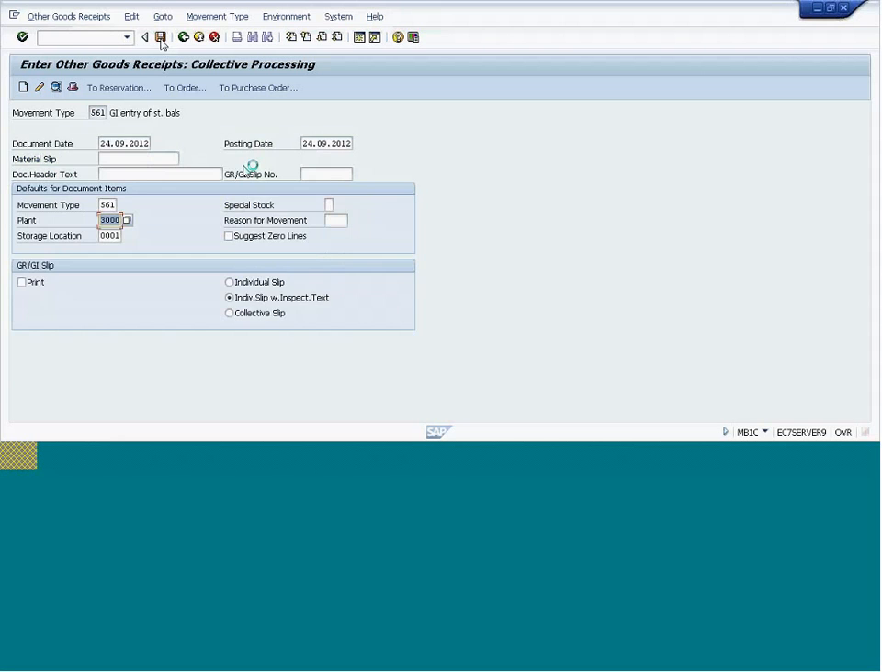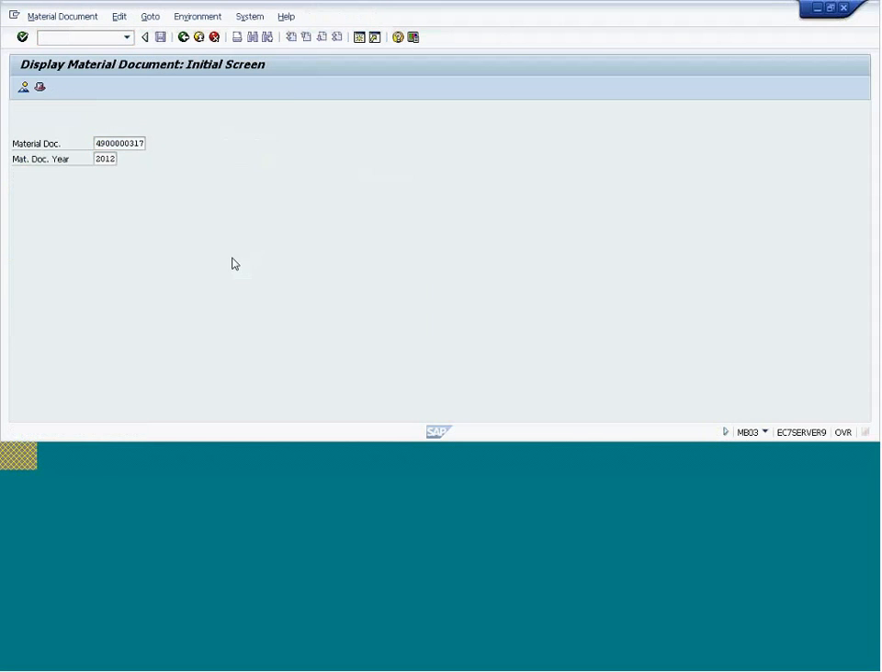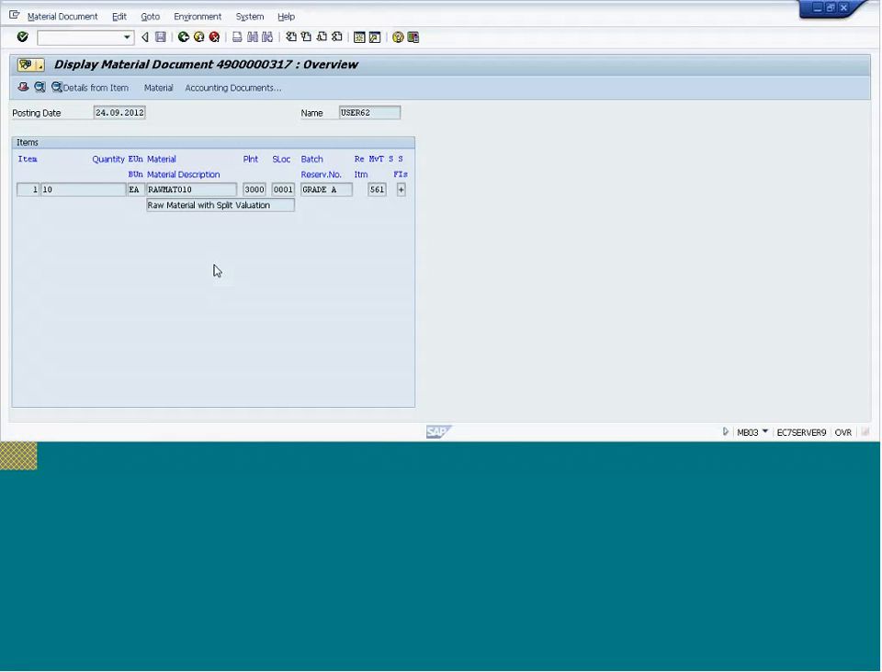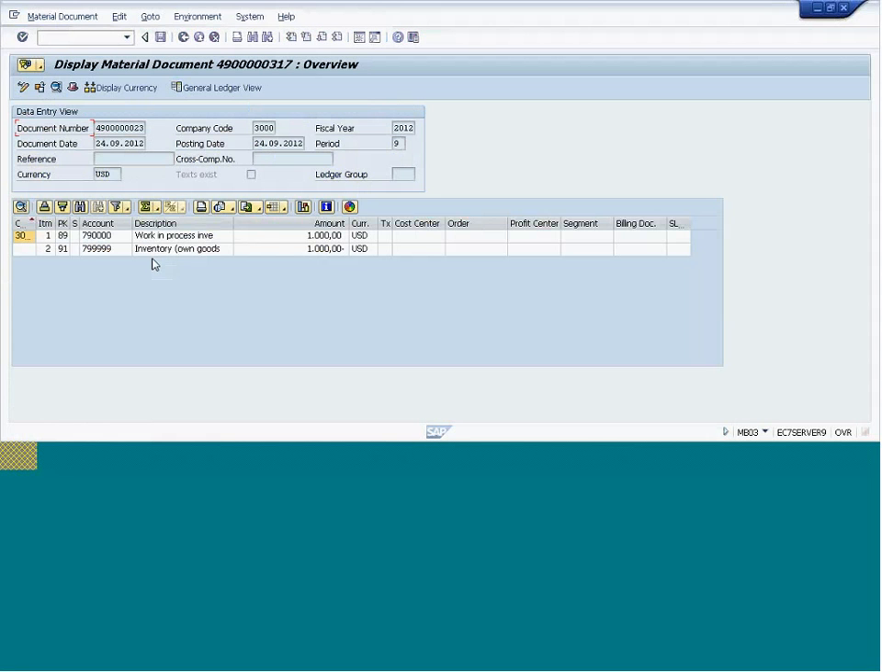Now let me save it, and the document is posted with A. Since it is A, obviously it is a standard cost. Looking at the document, it is just posted to the standard cost variant. There is nothing else, and the GL account, whatever it is, is the inventory account.